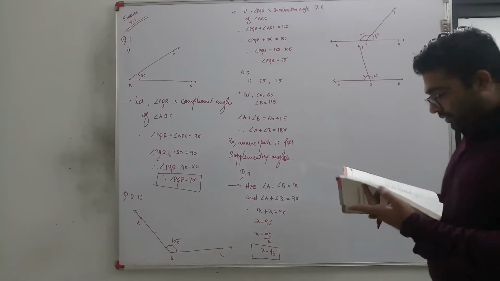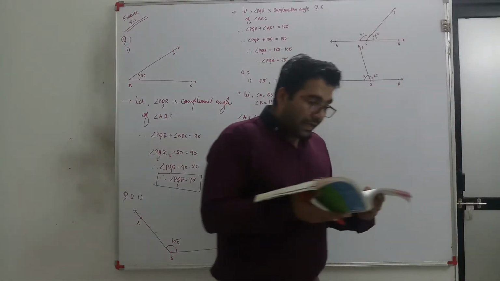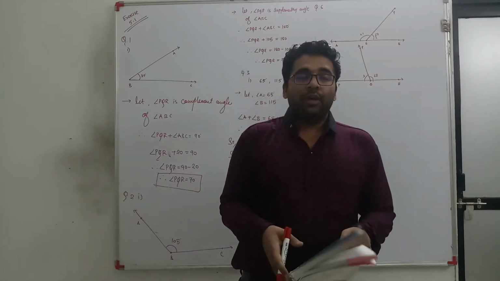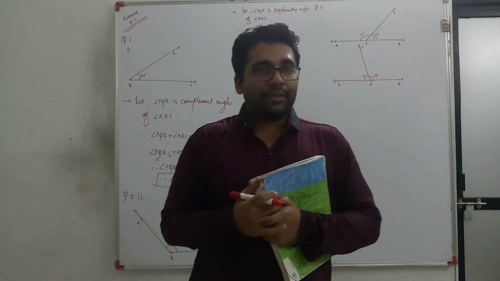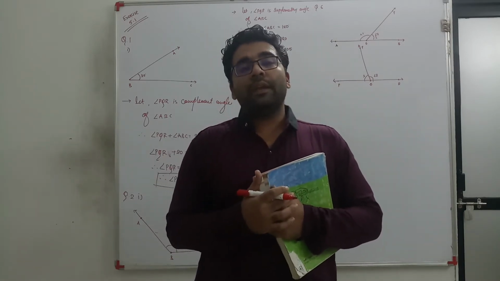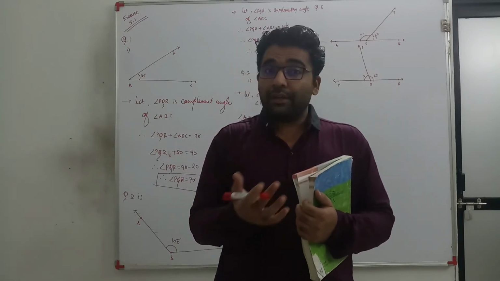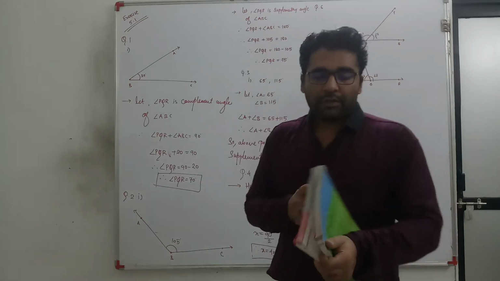Now next is question number 7. Can two angles be supplementary if both of them are acute angles? See, if both are acute angles, then they are less than 90 degrees. Both of them are less than 90 degrees, and if I add them, I am not getting a result near 180 degrees. That's why it is not possible.